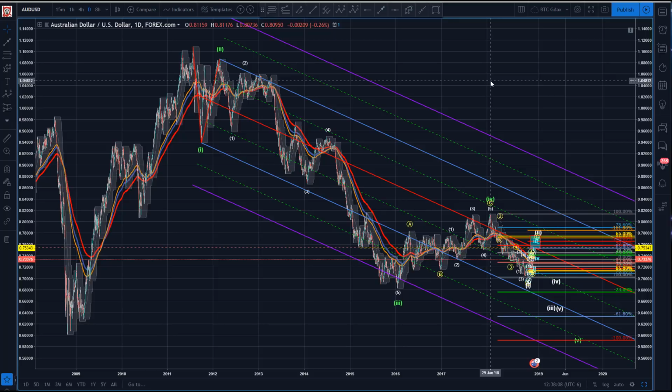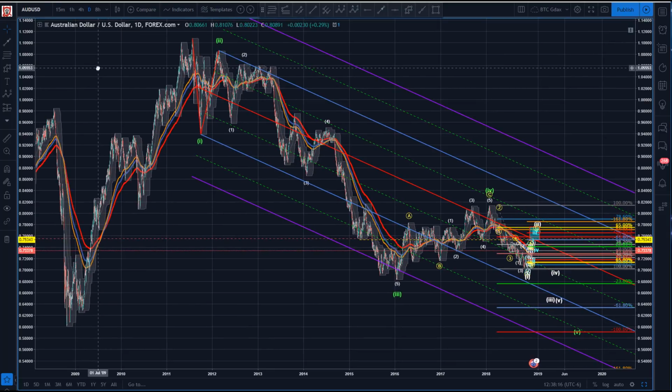First up is a look at the Australian dollar. Now, this is a bit of a follow-up on it. We had talked about this, and there was a trade setting up. I think there still is a trade setting up here. It's pretty nice. So there's a pretty clear Elliott count in here.